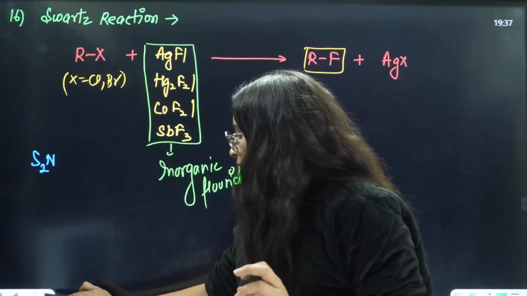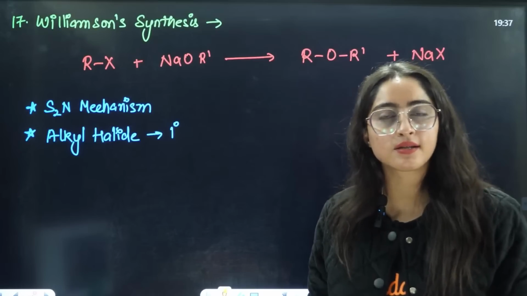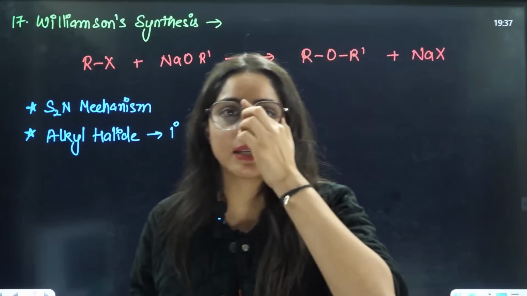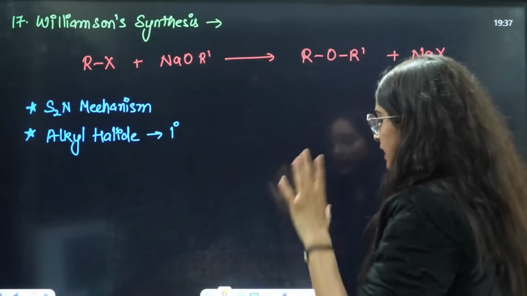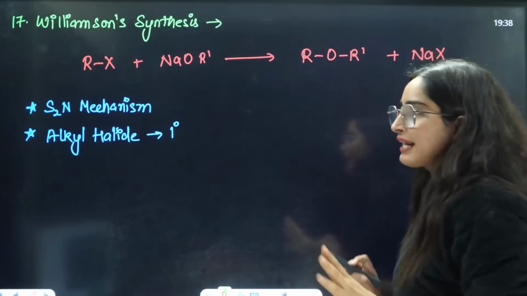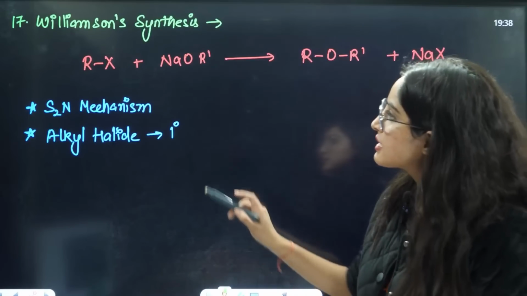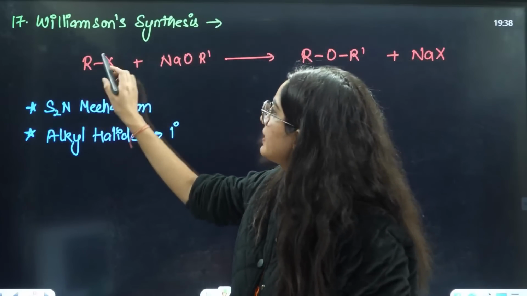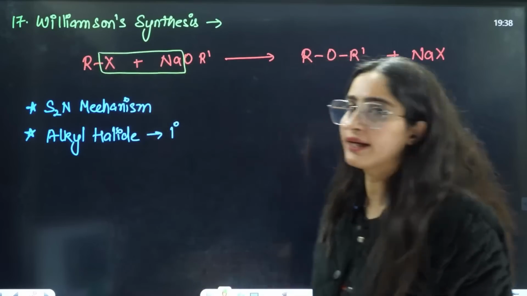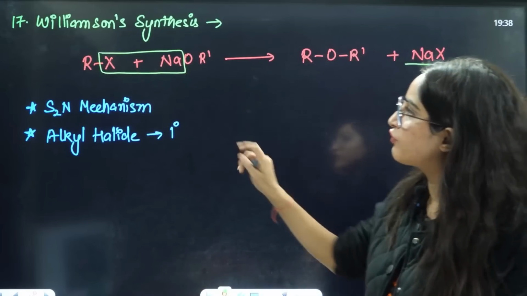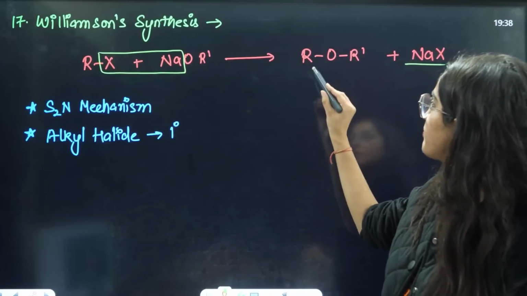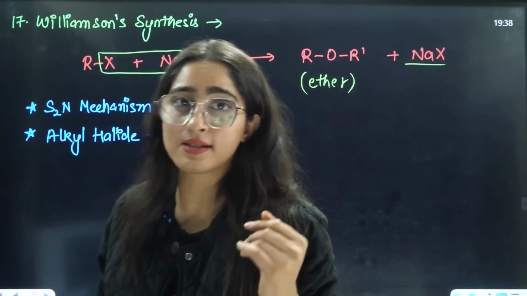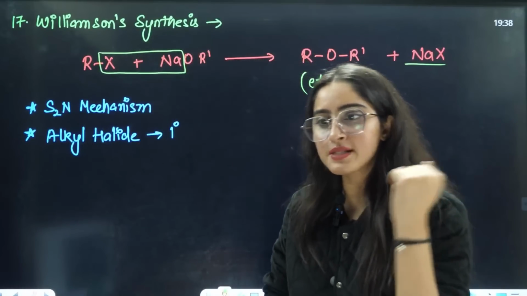Okay. Next, Williamson synthesis, very important. From here also they have frequently asked questions in NEET. So let us see what this reaction is and what the highlighted point of this reaction is. So this is RX, this is NaOR'. Now what will happen? This X and this Na will be eliminated as NaX, and you will have the formation of ROR'. That means ether will be formed. So this is called Williamson synthesis.